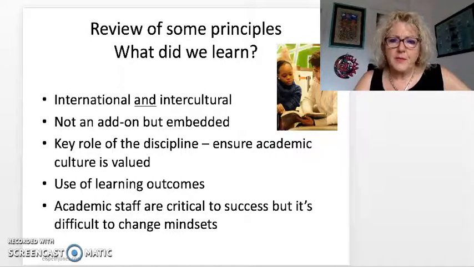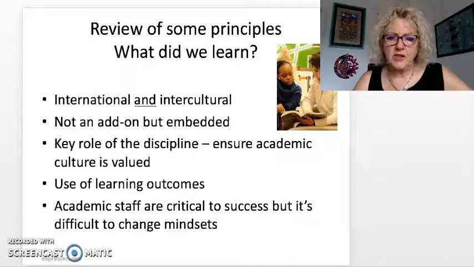So those are some of the principles that we learned from trying to internationalise our curriculum. As I said, this is at the heart of the internationalisation at home process, but we also need to think about the informal curriculum, and I'll go on to talk about that in the next section.